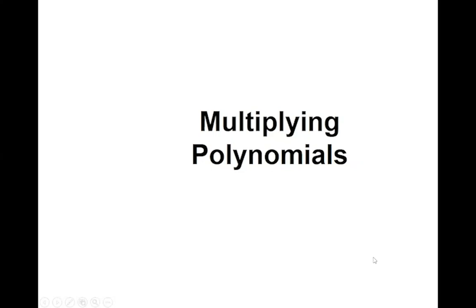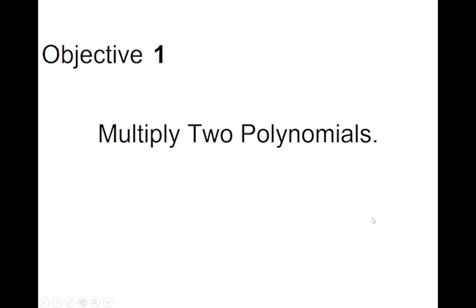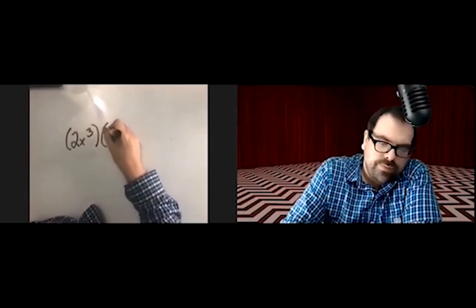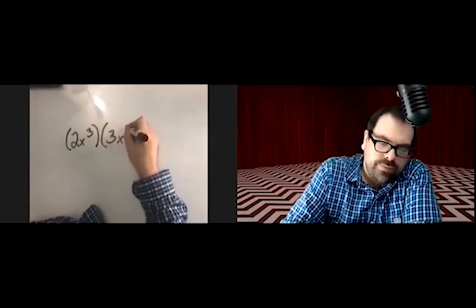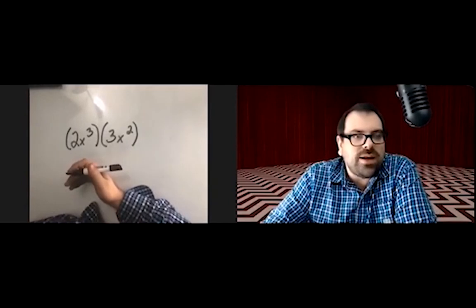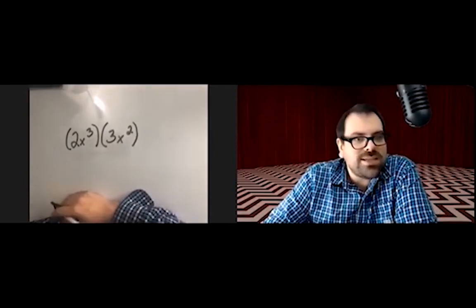The topic is multiplying polynomials. The first objective in this topic is multiply two polynomials. 2x cubed times 3x squared. What? We did this already? Wow. Yeah, we did this already. We did this with our exponent rules.